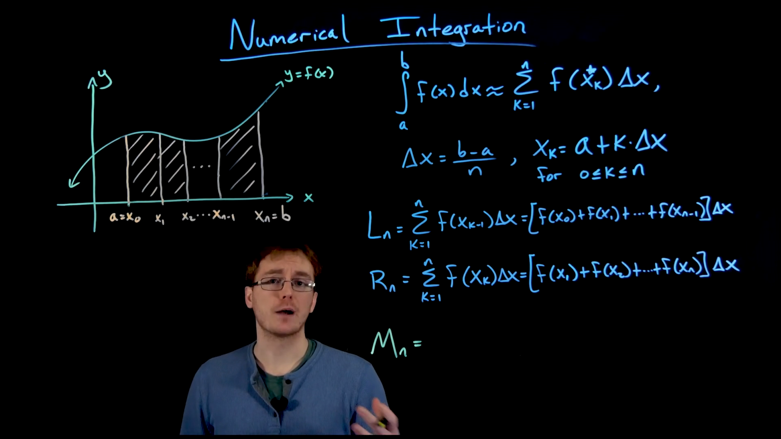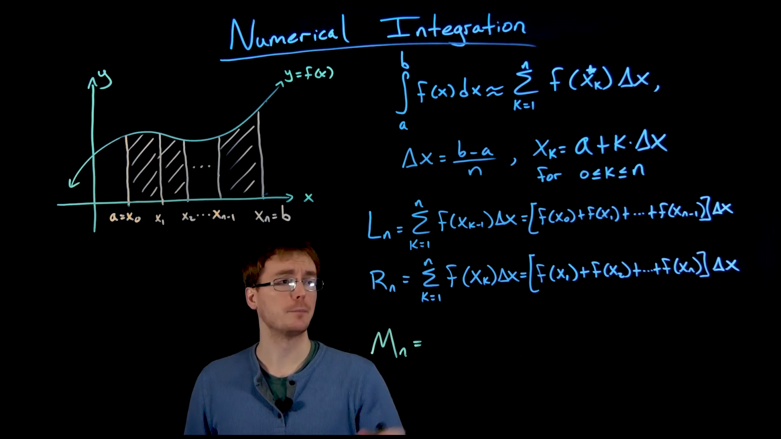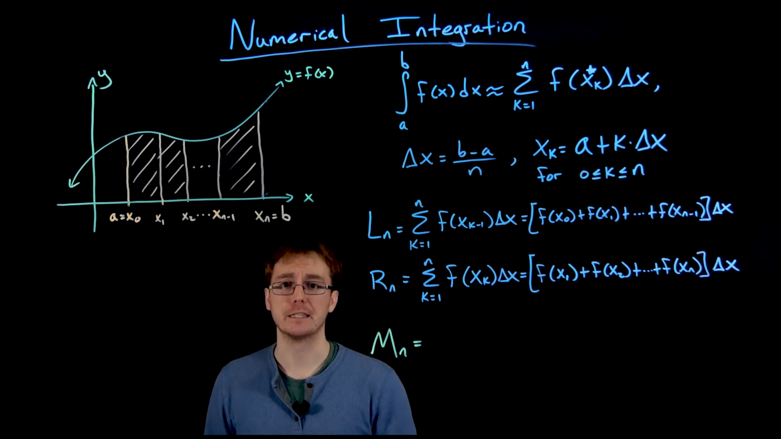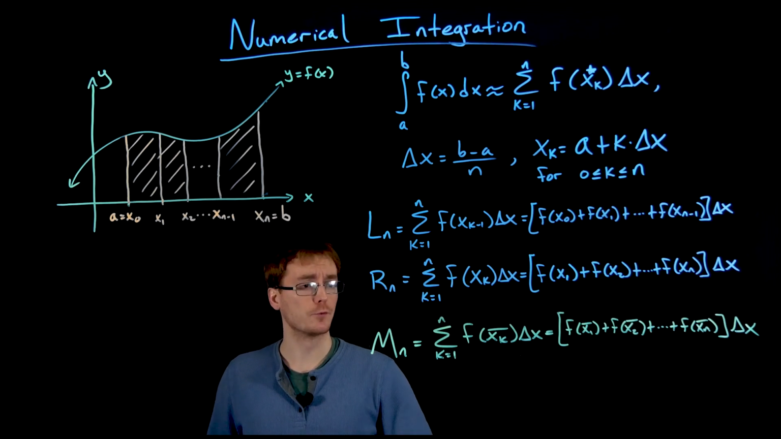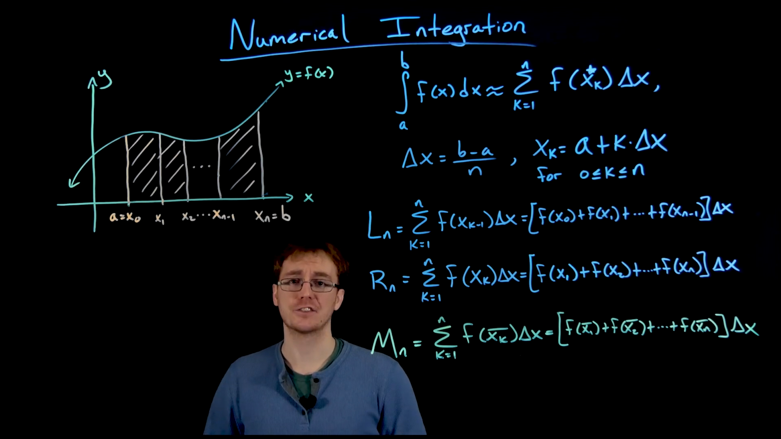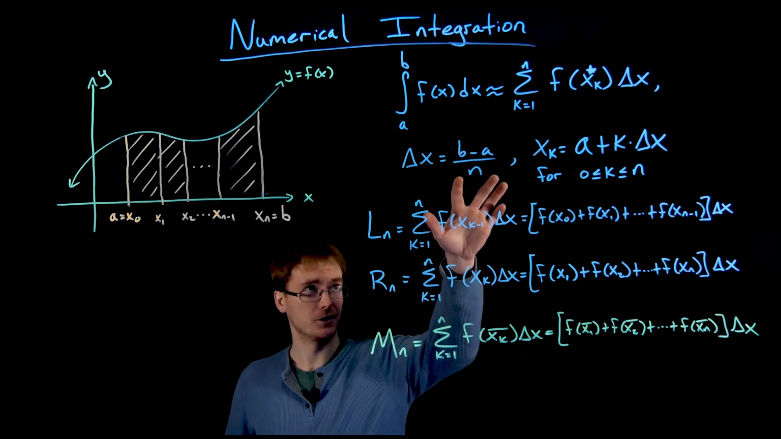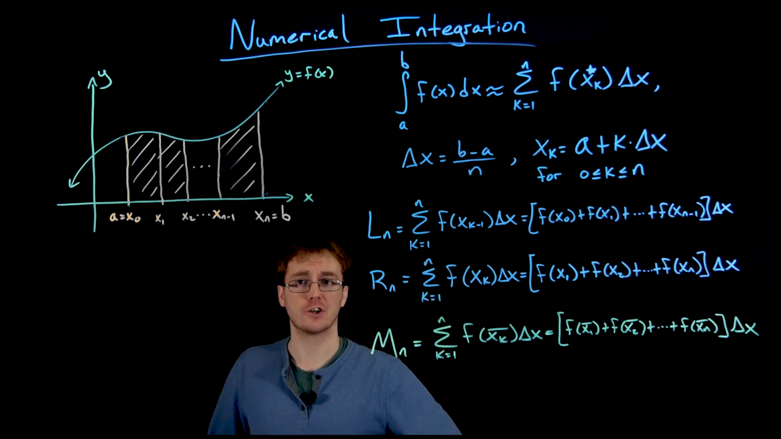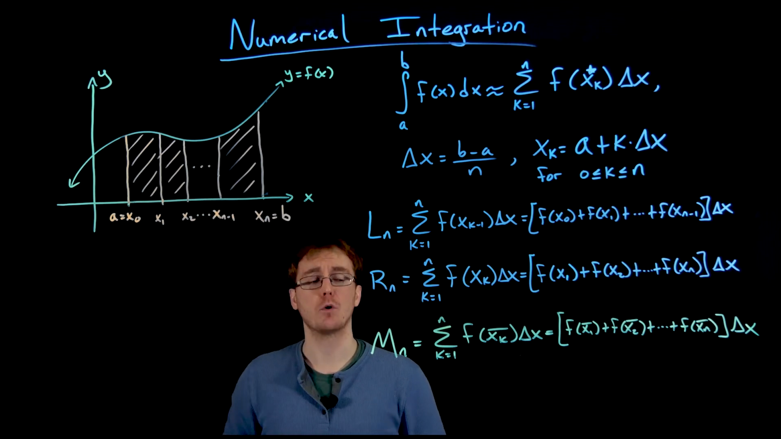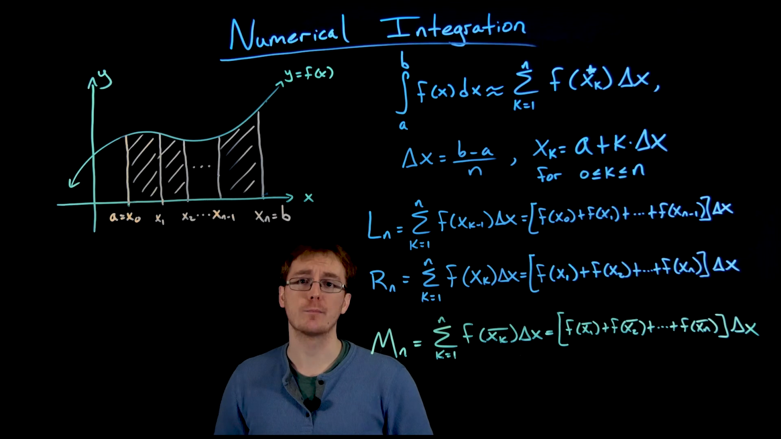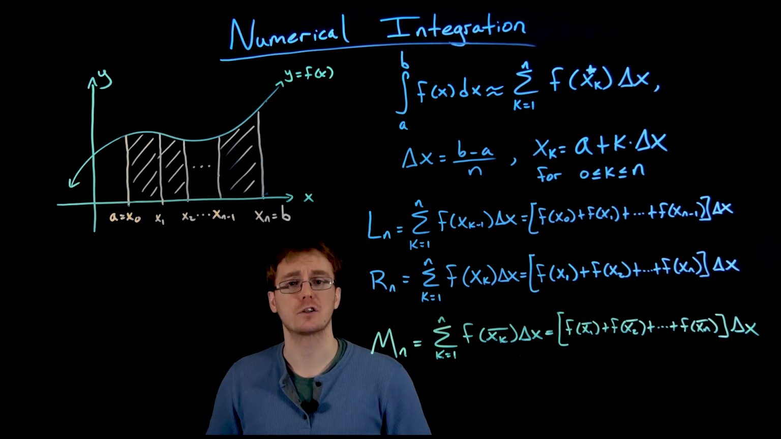Let me go ahead and write down our formula for the midpoint rule in both its sum and expanded form, and then I'll talk a little bit about what this notation means, because it is going to look a little bit different than our first two formulas. For our midpoint rule, we have the sum from k equals 1 to n of f of x sub k bar times delta x. Our delta x is the same as before, just (b minus a) over n, making sure all of our subintervals are of equal width. And we're multiplying that by this f of x sub k bar, that's giving us the height of these approximating rectangles.